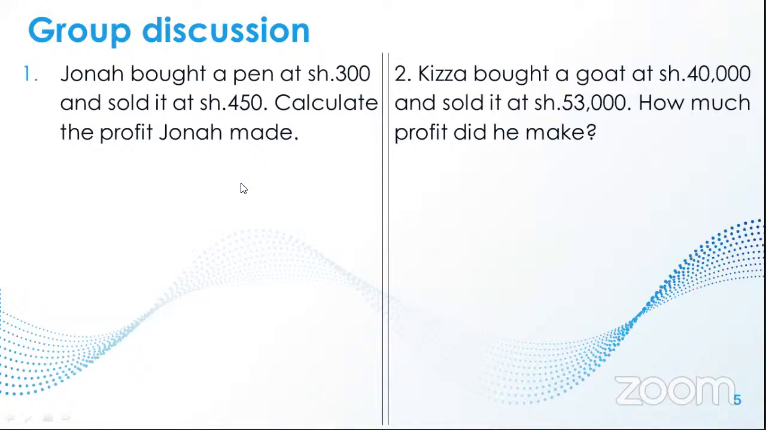Question 1, trial number 1. They are saying, Joanna bought a pen at 300 shilling and sold it at 450 shilling. Calculate the profit Joanna made. 2, Kiza bought a goat at 40,000 shilling and sold it at 53,000 shilling. How much profit did he make?